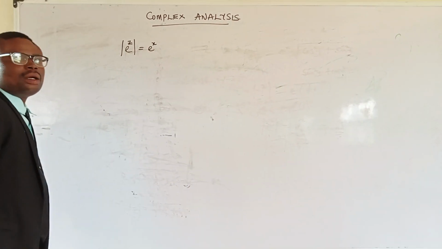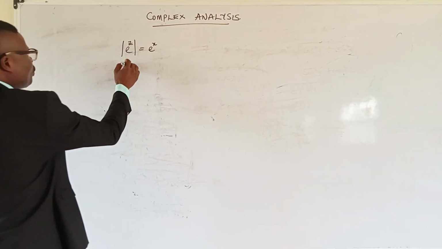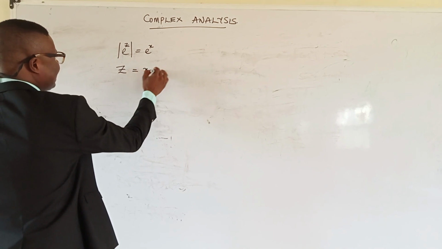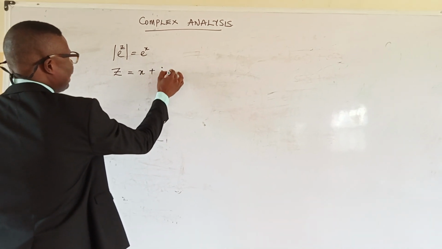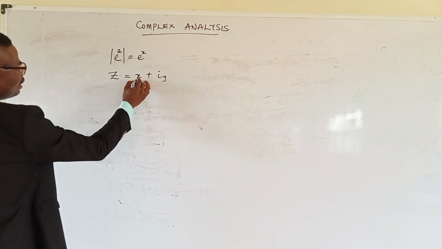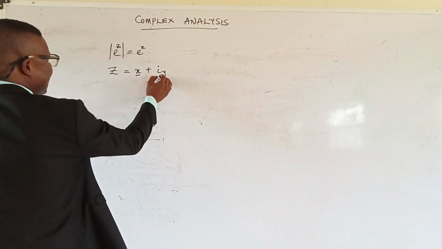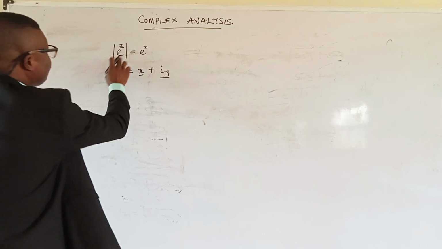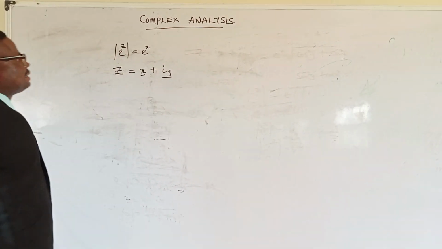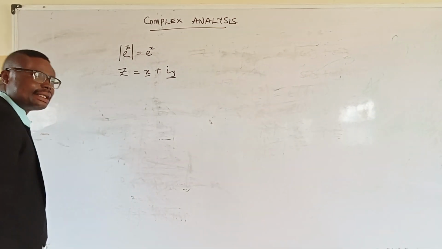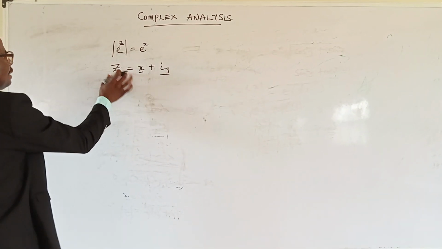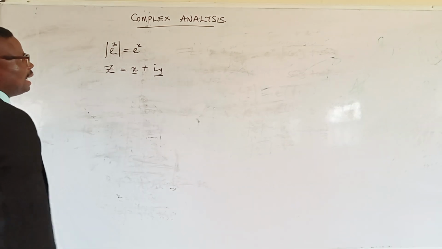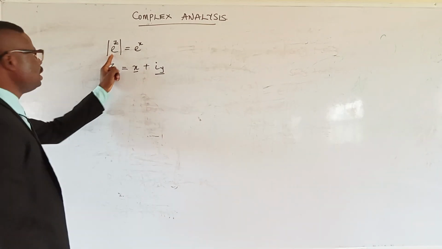How? Now remember that a complex number z is equal to x plus iy. x is the real part, while iy is the imaginary part. Now, if I want to show that the modulus of e raised to the power z is equal to e^x, how? Since z is equal to x plus iy, then I can substitute from here.